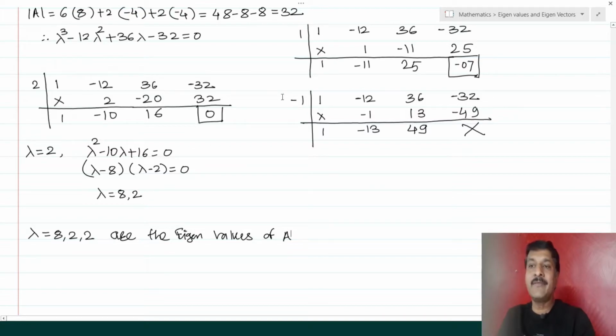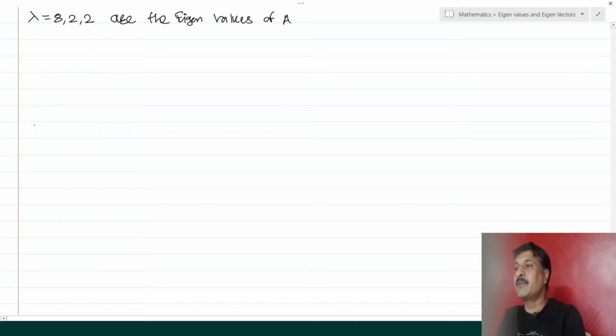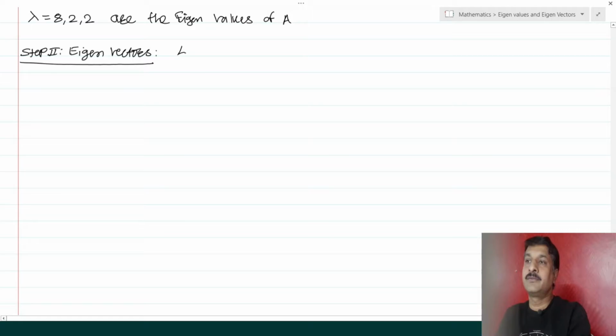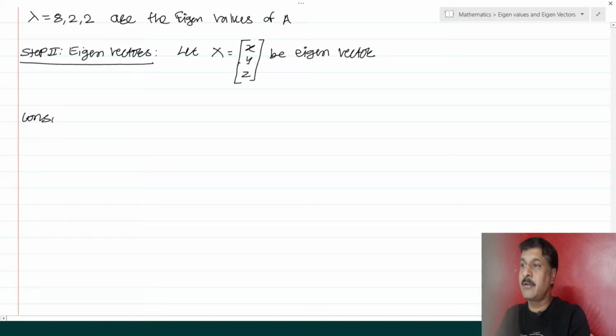Now what are the eigenvectors? But note here repeated eigenvalues are there. So one is non-repeat, that is 8. So for that it is a routine method. So just find here the eigenvector. Now the step number 2, eigenvectors. So let you consider X equal to x, y, z be the eigenvector. Consider matrix A minus lambda I into X equal to 0.